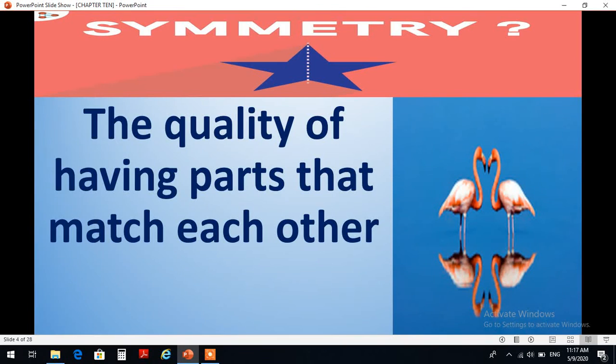نبدأ بالخاصية الأولى, the first property, which is called symmetry. The quality of having parts that match each other. This can be a simple definition of the word symmetry. إذن هي خاصية التناسق أو التناظر أو التماثل. أوكي، ونعني بذلك تماثل الأجزاء أو المكونات في الجملة.